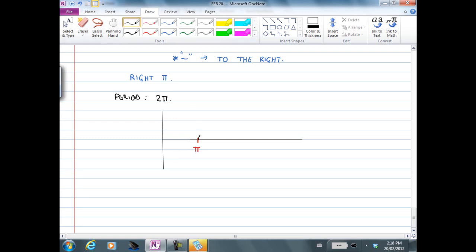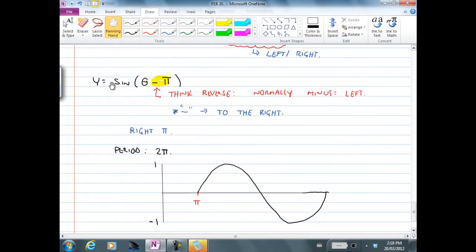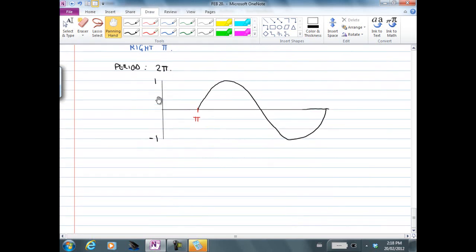Just a sine graph: up, down, and up again. I don't really care that I don't have any labels yet. Label your highest point and label your lowest point. This is 1. This is negative 1, because your amplitude is 1 right now. In your equation, the number here is 1, and there's no vertical displacement, so this number is 0.